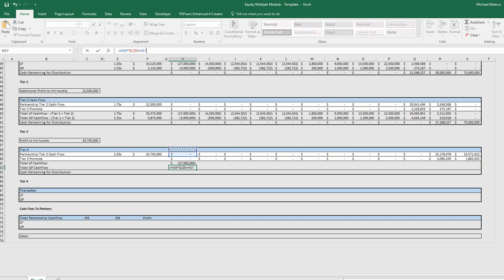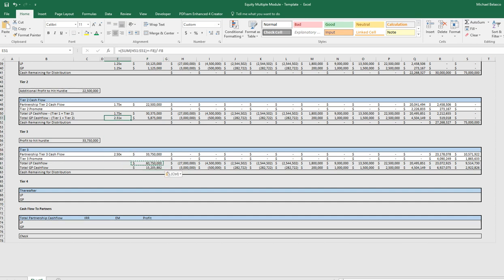Plus the already rolled up cash flow in tier 2 plus the promote. Copy that down. Let's add up the profit, or add up all the cash flow. And let's see here. Alright, so we're going to lock in this time the limited partner cash flow and the GP cash flow. And let's copy.